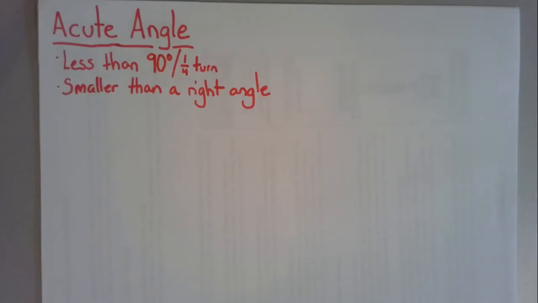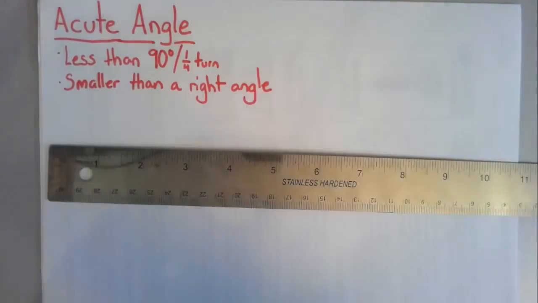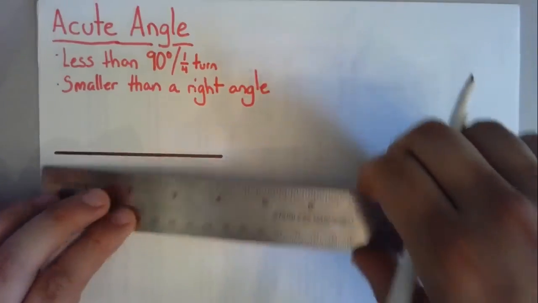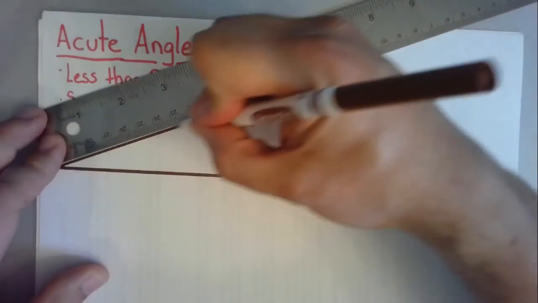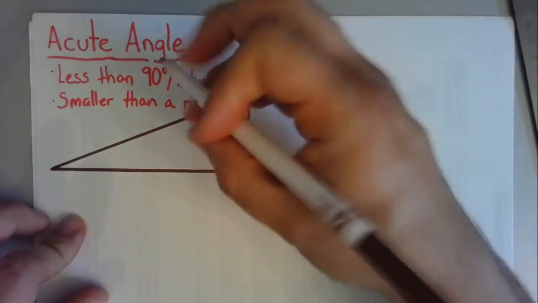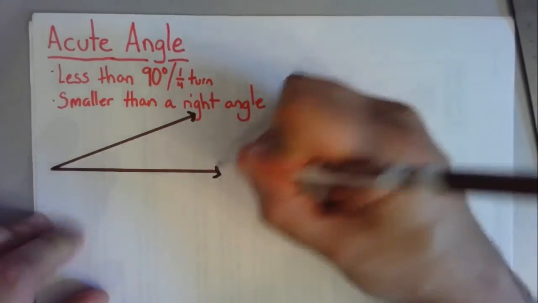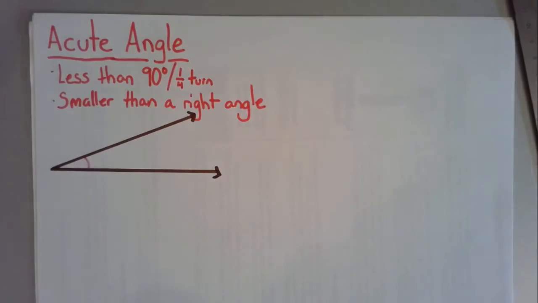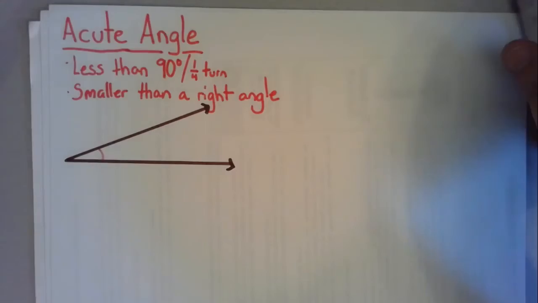If you have an angle that's smaller than a right angle, we call that an acute angle. An acute angle is less than 90 degrees. It's less than a quarter turn. So for example, I have an angle right here that I'm drawing. It's smaller than a right angle. It's not an eighth of a turn. I don't know what fraction this is, but it's less than 90 degrees. It's less than a quarter turn, so that's an acute angle.